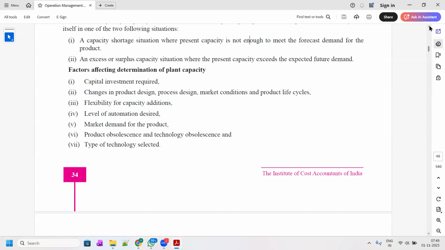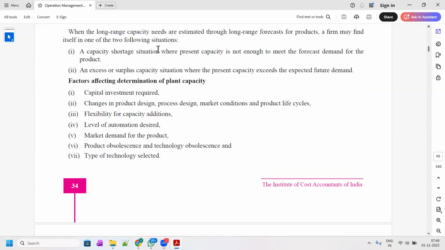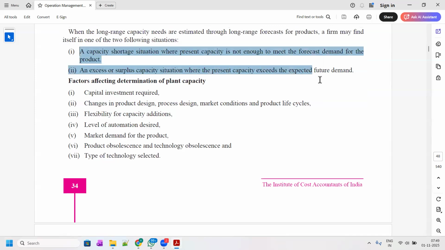Whenever we are working in a firm and trying to analyze the capacity situation, it can be of two types: capacity shortage or excess capacity. Capacity shortage means not enough capacity to meet the future demand. Excess capacity means your current capacity is more than what is needed in the future. So these are the basic things we have studied.